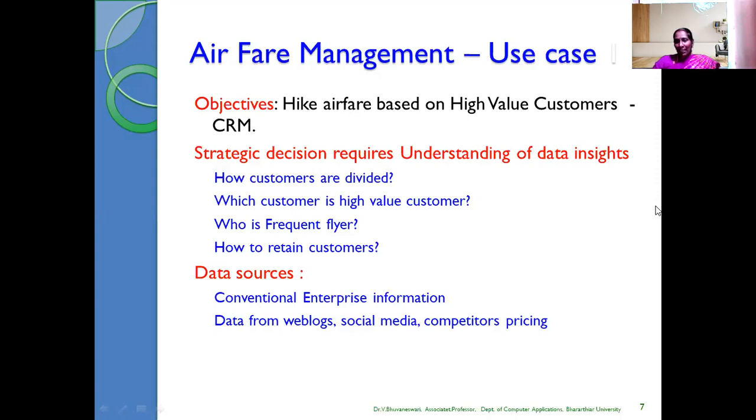Hike of airfare based on high value customers, right? So before getting into airfare management, the first important thing we have to discuss with the data related to airfare is what all the data sources are that contribute or are related to the business domain. That is very, very important. And the core objective is what information we have to find with this amount of data. That is very, very essential.